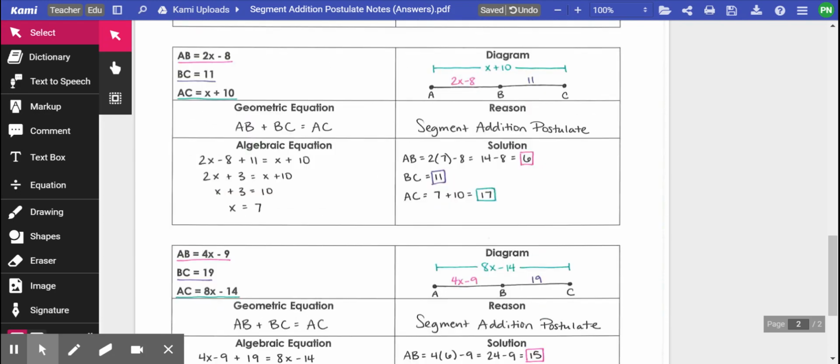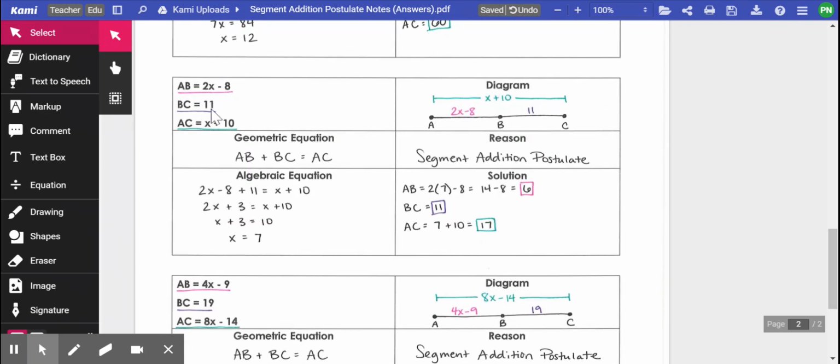And sometimes you will have problems where all three of these are expressions with a variable. That's okay. You solve it the exact same way. All right.